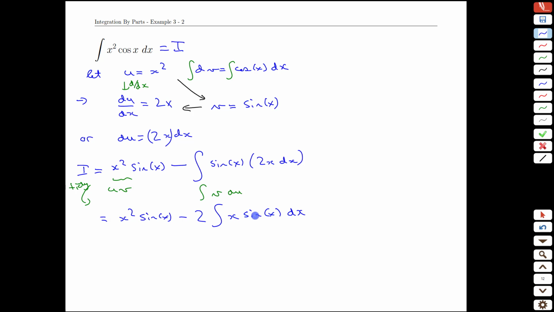This part's complete. Now we evaluate our integral just to see whether we got something simpler, and I would argue that we have. We started with x squared times a trig. Now we just have an x times a trig.